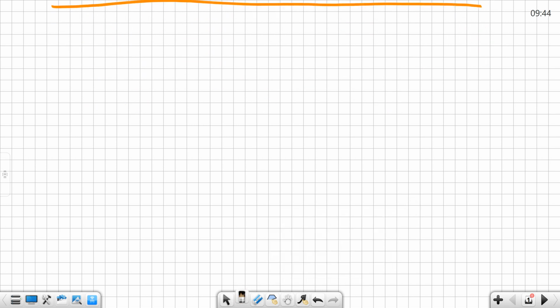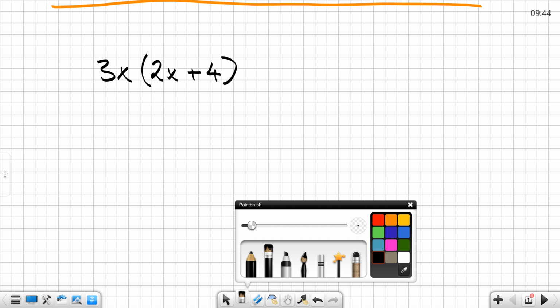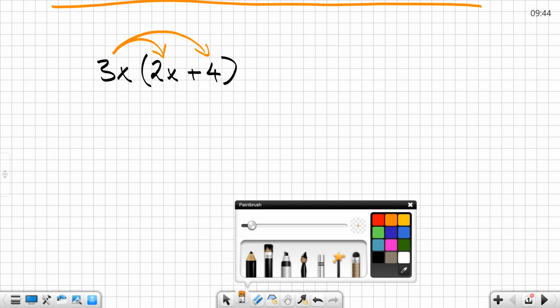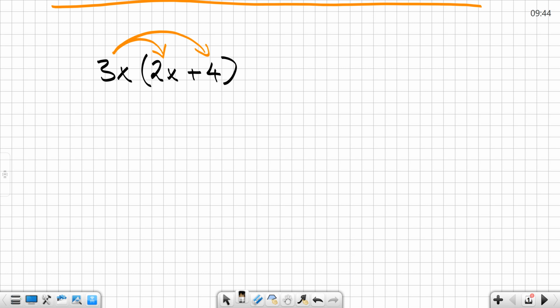We have seen so far what we do when we multiply polynomials. Let's say something of this form: 3x multiplied with 2x plus 4. What we do is we have used the distributive property and we said that 3x needs to be multiplied with the first term and with the second term. And we would end up with, one moment, what is this going to be equal to?